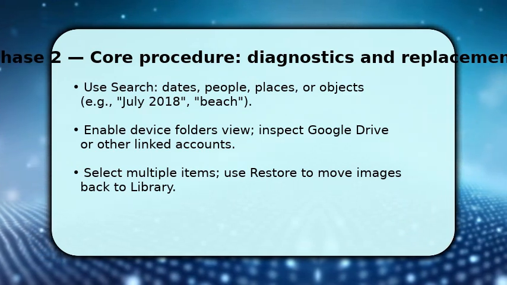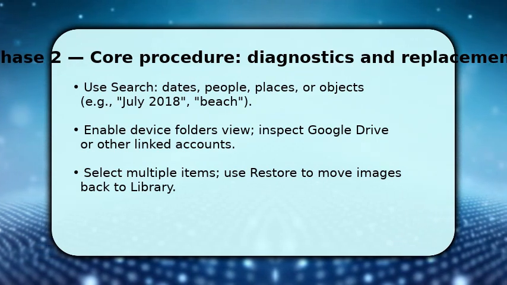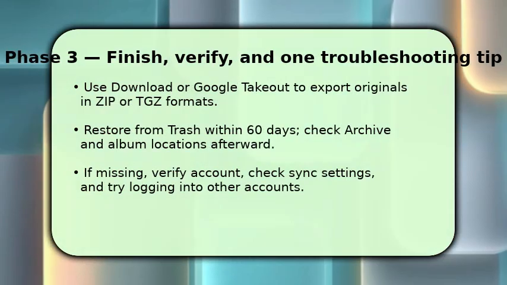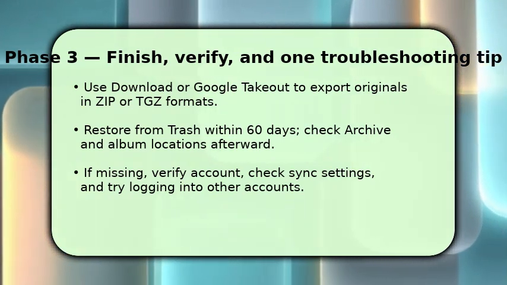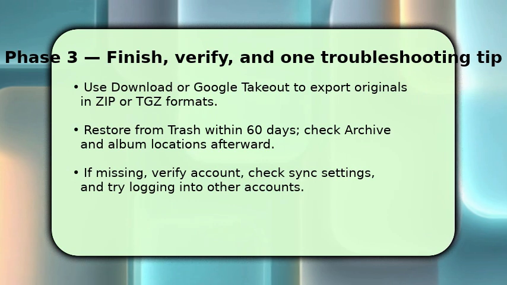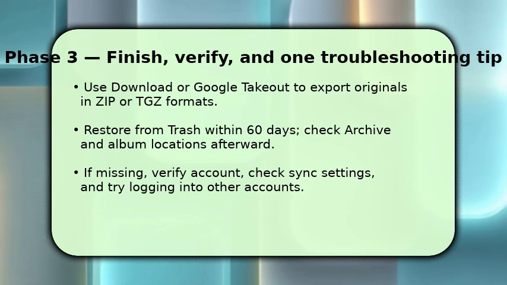Once done, verify the image quality and file names so you can plan a bulk export if you want local copies. Finish by exporting or restoring the originals. Select Photos and Download, or use Google Takeout for a full archive in ZIP or TGZ formats. This gives you local copies.